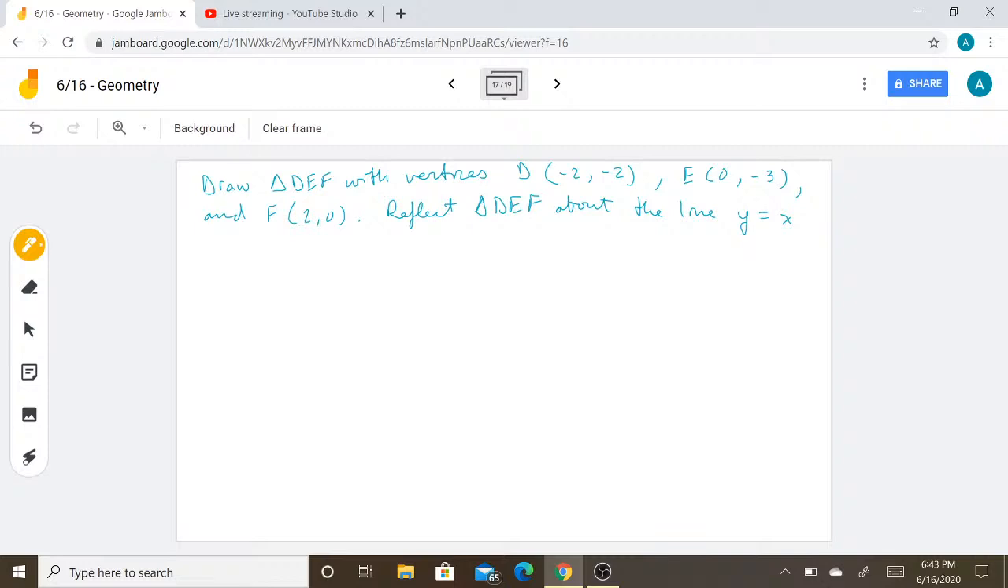So this is a different type of reflection here. It's not over either axis, it's over the line y equals x. So we can draw this first. We have -2, -2 for D.